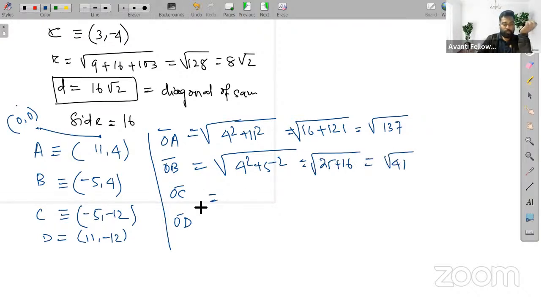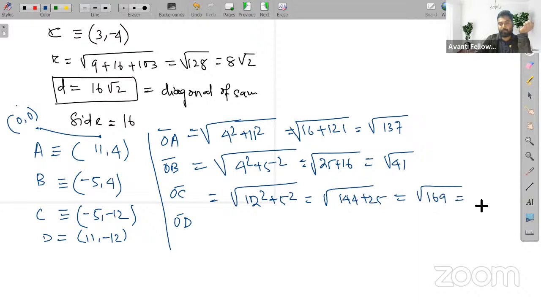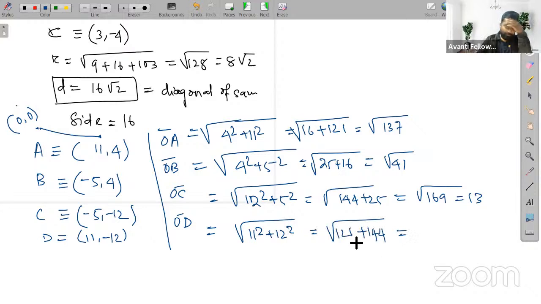And OC will be under root of 12 square plus 5 square, that is 144 plus 25, that is 169, which is 13. OD is 11 square plus 12 square, that is 121 plus 144, that is 265, under root of 265.